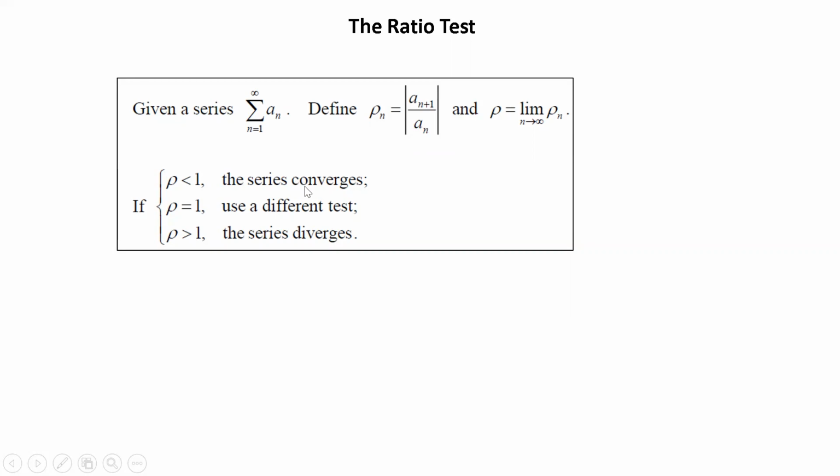So there are three possibilities: the limit of this ratio is either smaller than 1, equal to 1, or greater than 1. If it is smaller than 1, then this series converges. If it is greater than 1, then the series diverges. However, there's a special case here. If it is exactly equal to 1, then this test is not conclusive, so this test does not give you an answer. In that case, you need to do a different test, maybe using one of the methods that I just told you.